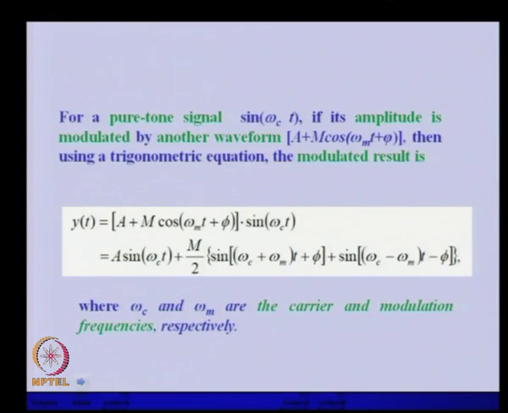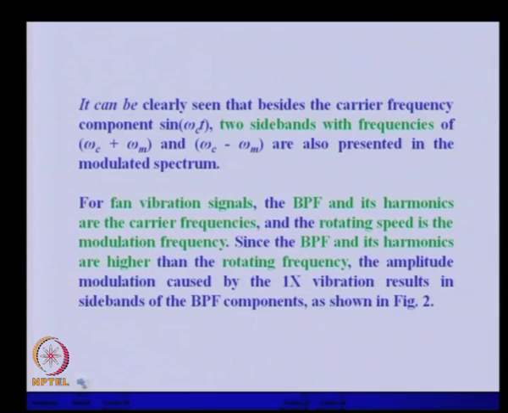So, for a pure tone signal, let us say this is a signal sin omega t, if its amplitude is modulated by another waveform like this, then using trigonometric equations we can see that there will be not only the carrier, but the addition and subtraction of these two frequencies will take place. So, here, as we have explained earlier also, omega c is the carrier frequency and omega m is the modulation frequency. So, we can see these sidebands in such a system.